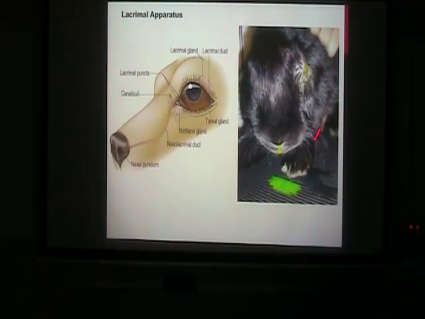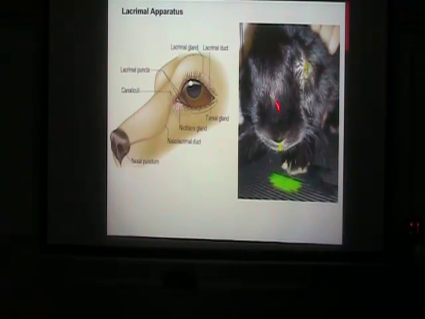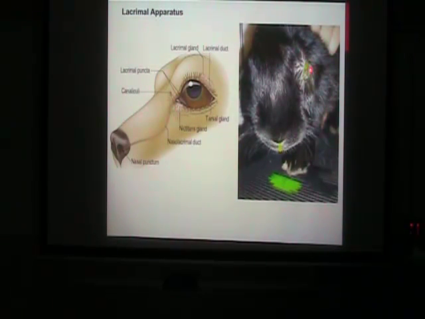This picture right here, it's hard to tell, but basically this is a rabbit. So here's the rabbit's nose. And fluorescein stain has been put in the rabbit's eye to see if the nasolacrimal duct is even open, which obviously it is because the fluorescein stain is dripping very nicely onto the table here.